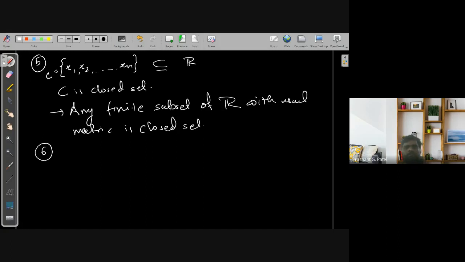These are some exercises I am giving you to work out by yourself. Check whether the set of all natural numbers as a subset of R is a closed set or not. Z, Q, Q complement. These are some of the exercises I am giving you to check whether they are closed sets or not, as a subset of R with the usual metric. So we are not changing our metric. You can work out these examples.